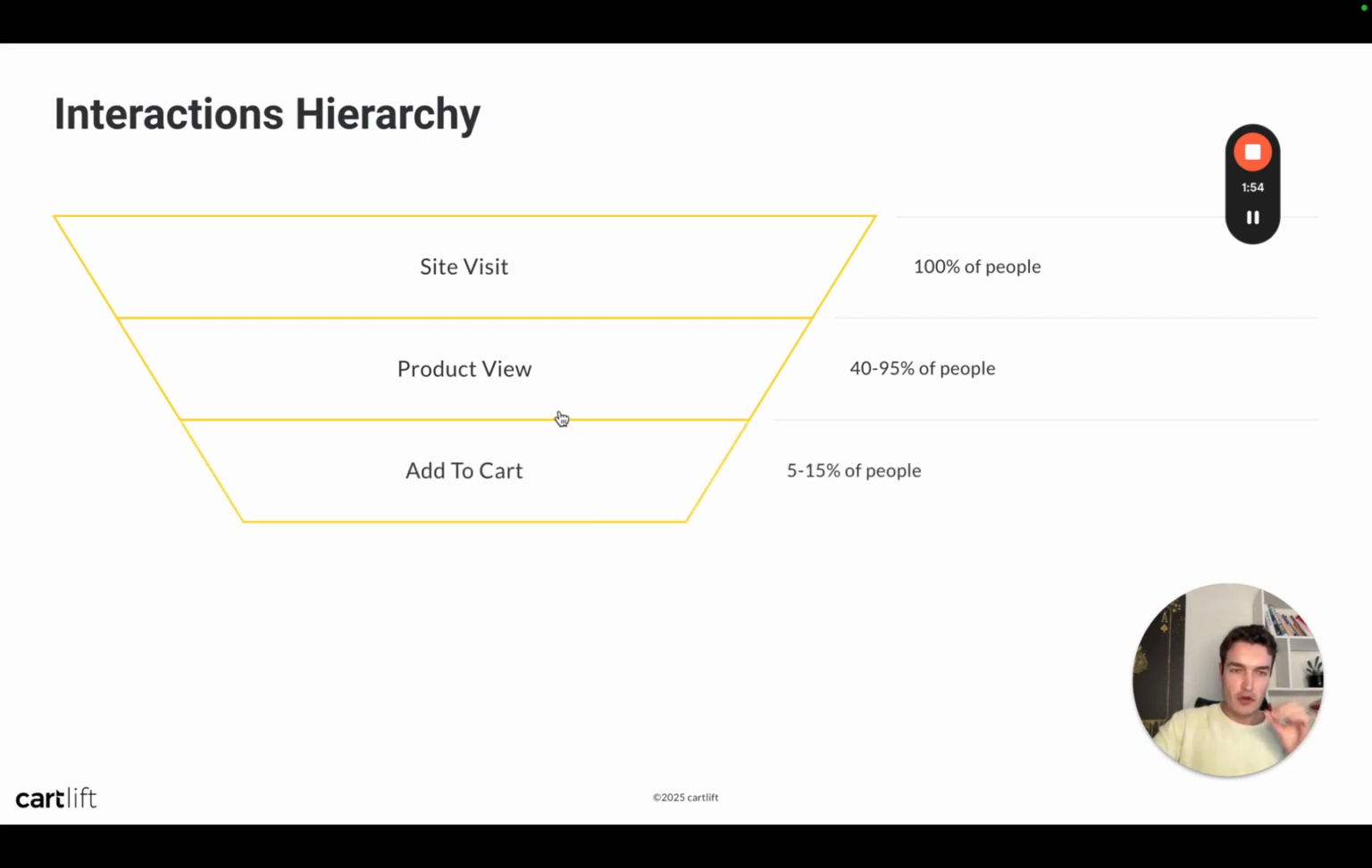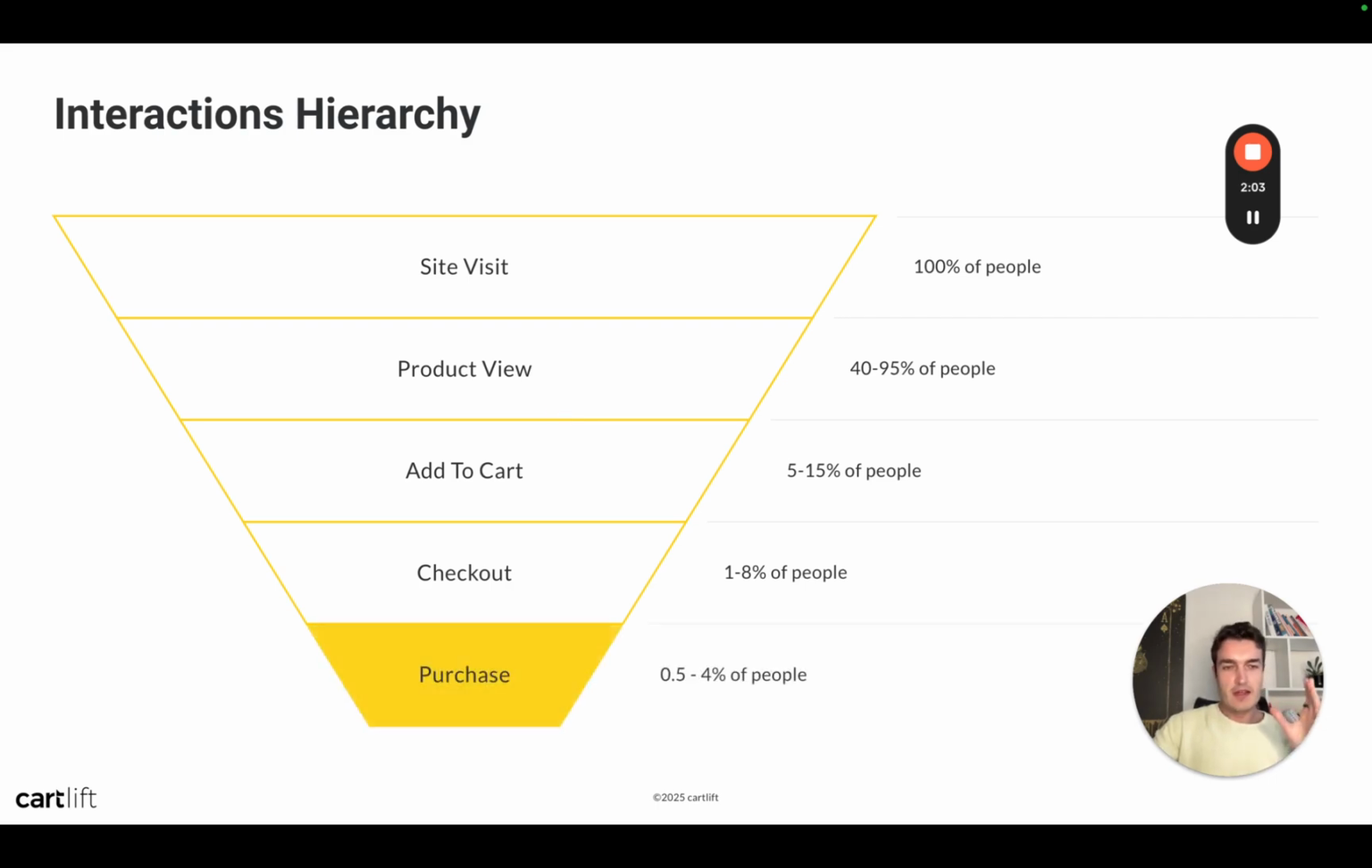You then have add to carts, which is usually 5 to 15% of people, could be more, could be less. You have checkouts, 1 to 8%, and then you have purchases. High ticket can sometimes be 0.3, 0.4%, all the way up to about 4%. Of course, there are outliers on both sides. I've taken these stats from our clients here at Cartlift, roughly some sort of average. We also have cases with a conversion rate of 8% or 9% when it's a very optimized store, relatively low ticket, and so on.